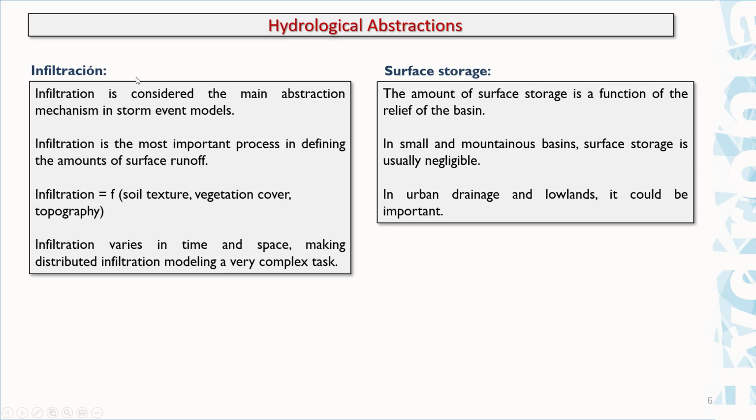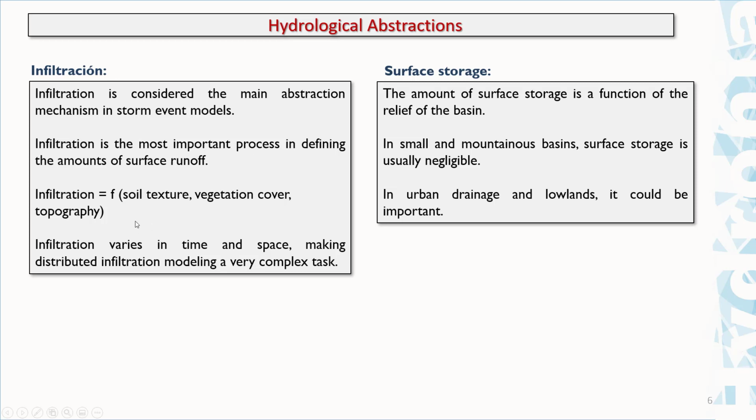Then the important abstraction is that produced by the infiltration process. The infiltration is considered the main abstraction mechanism in the storm event models. That's the reason why the infiltration is the most important process in defining the amount of surface runoff.